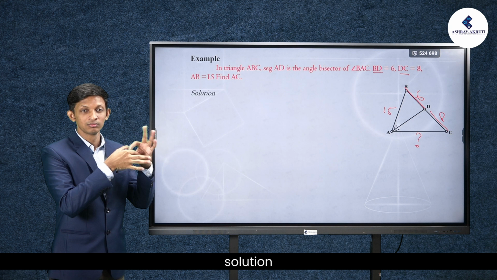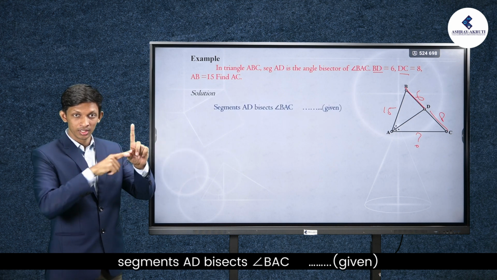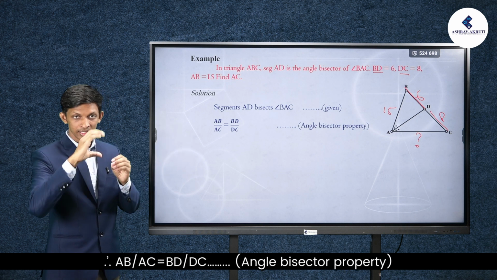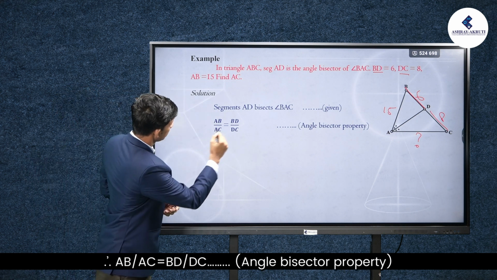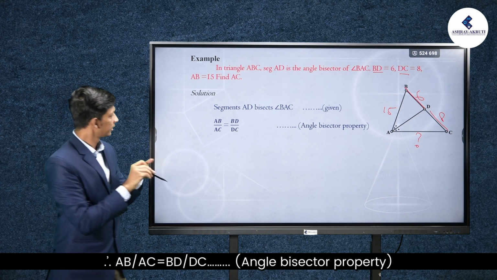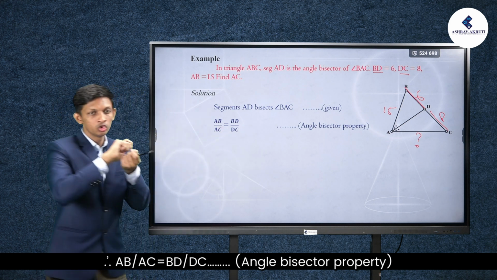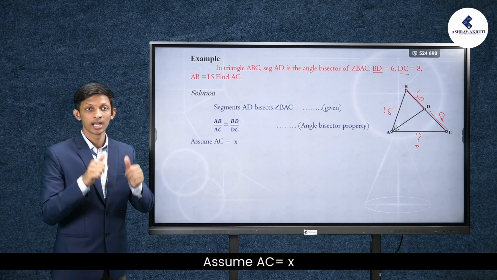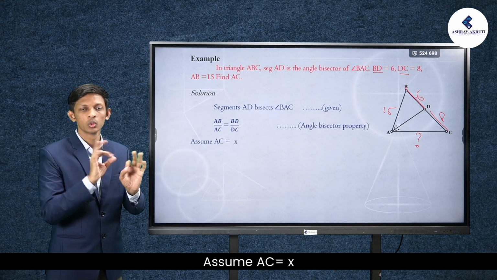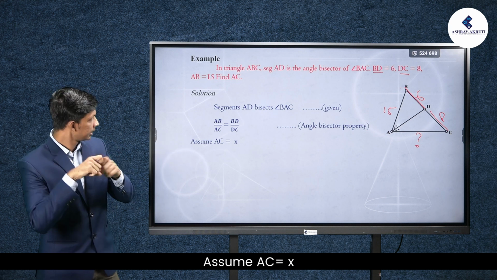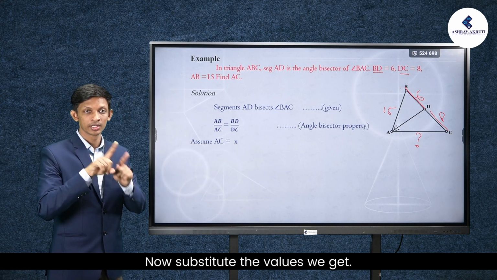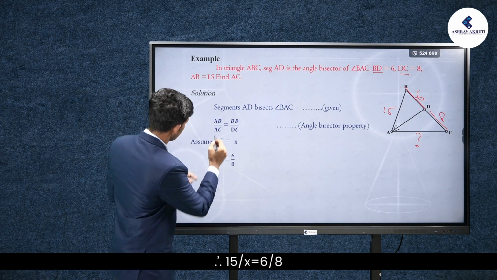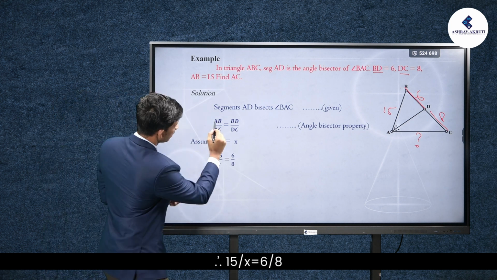Solution. Segment AD bisects angle BAC, which is given. AB by AC is equal to BD by DC by the angle bisector property. Assume AC is equal to x. Now substitute the values. We get 15 by x is equal to 6 by 8.